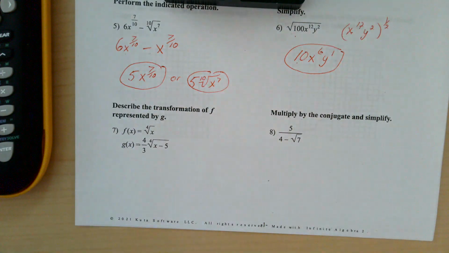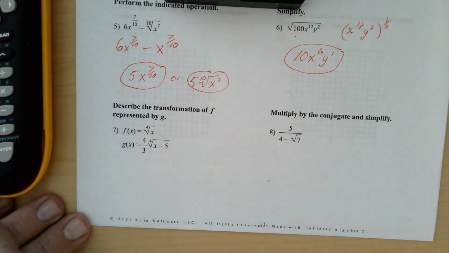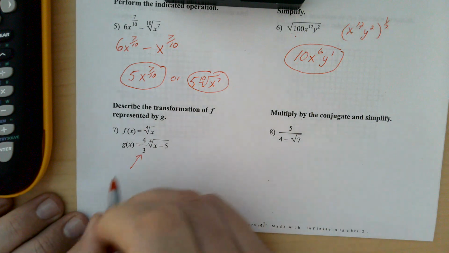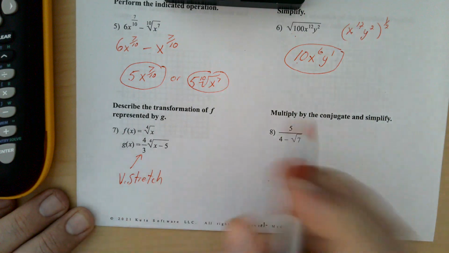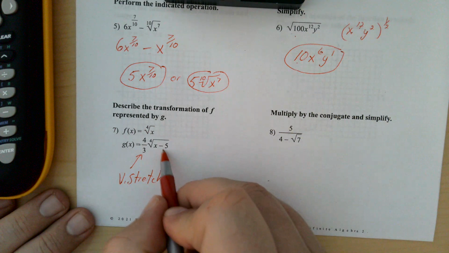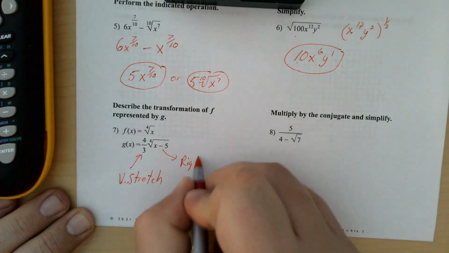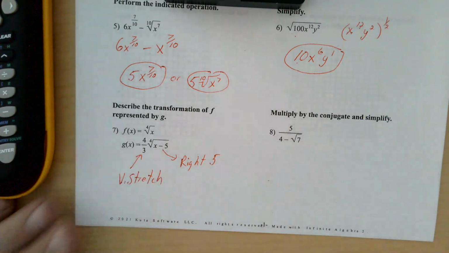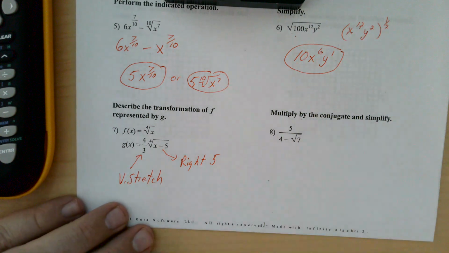This one is just describing the transformation. So here's my original function. It's just the fourth root of x. I see that we have a number greater than 1, so it's a vertical stretch. Okay, then the other movement, we have a -5, so that means it's to the right 5. Okay, and you could always double check on a calculator. You could plug that in to your calculator and see that you're actually moving to the right 5 if you get confused.